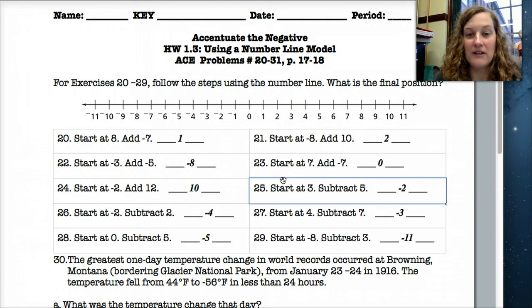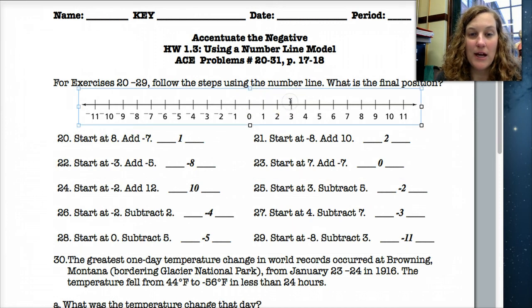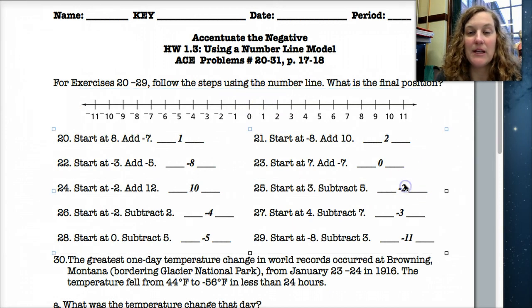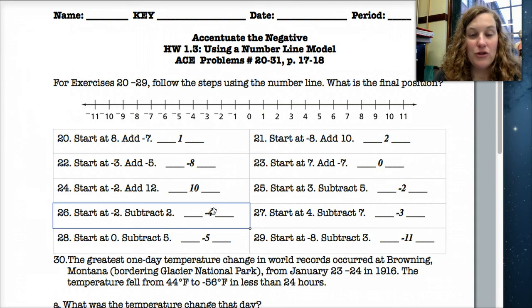Start at 3, subtract 5. Subtracting a positive 5 means I go to the left. I start at 3, I subtract 5, that gives me a -2. Start at -2, subtract 2. Subtracting means I go to the left. -2, subtract 2 is a -4.